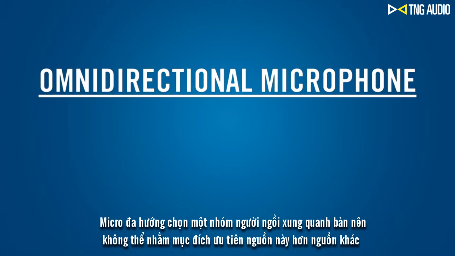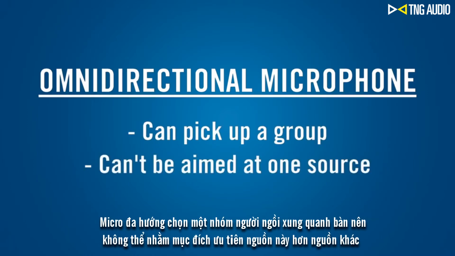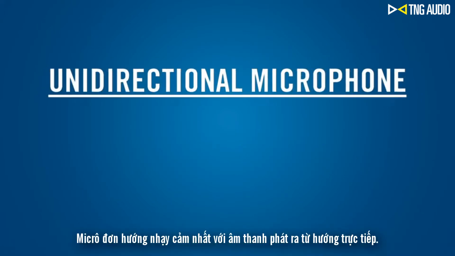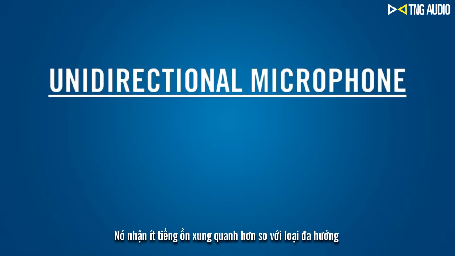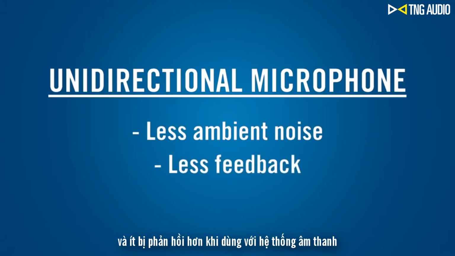An omnidirectional mic can pick up a group of people sitting around a table, but it can't be aimed to favor one source over another. A unidirectional microphone is most sensitive to sound coming from one direction. A unidirectional mic picks up less ambient noise than an omnidirectional type and is less susceptible to feedback when used with a sound system.